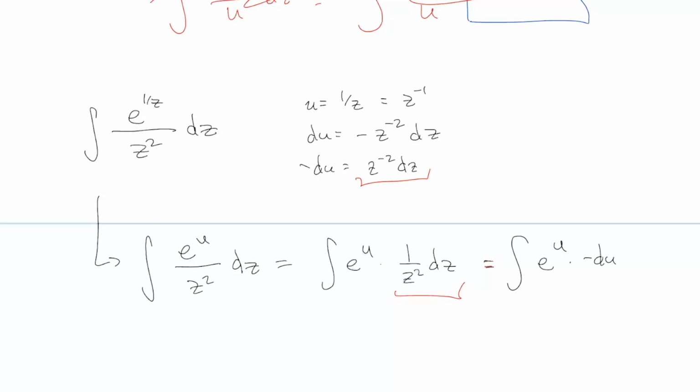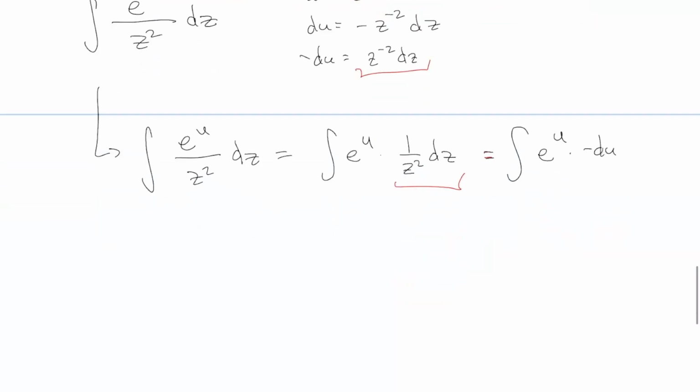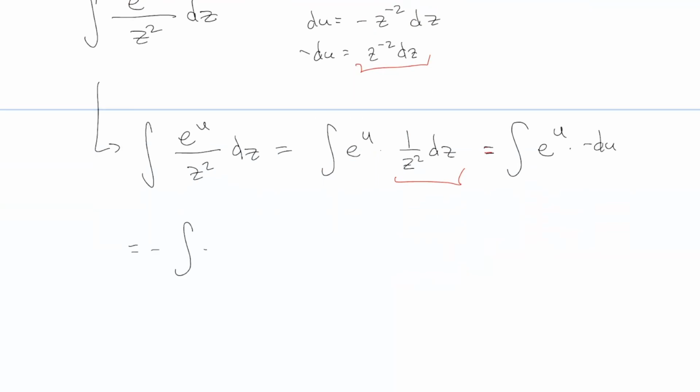And as usual, I'm going to pull the constants out front here. I have a constant of negative 1, so that minus sign can come all the way out to the front. And now everything is feeling good. We just need to finish by actually doing the antiderivative. What is the antiderivative of e to the u?